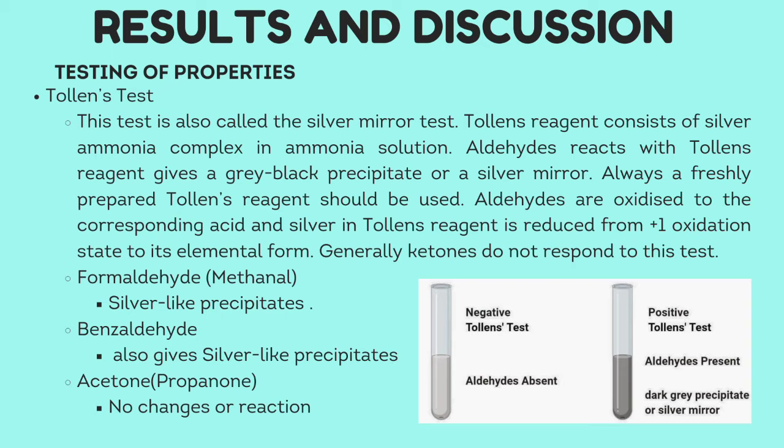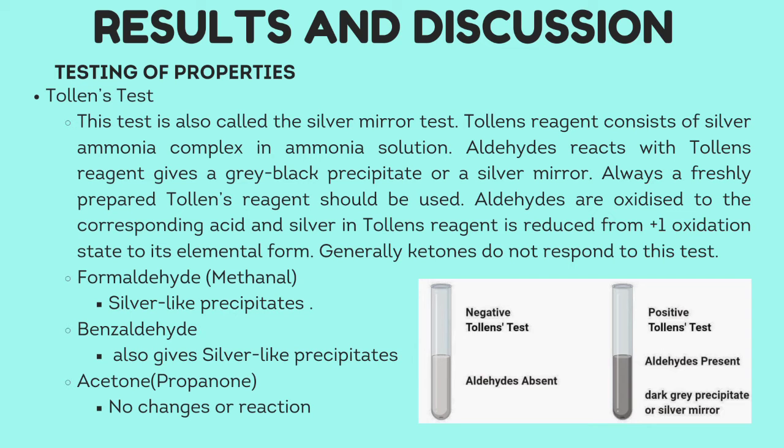This test is also called the silver mirror test. Tollens reagent consists of a silver ammonia complex in ammonia solution. Aldehydes react with Tollens reagent and give a gray-black precipitate or a silver mirror. Always use a freshly prepared Tollens reagent. Aldehydes are oxidized to the corresponding acid, and silver in Tollens reagent is reduced from the positive 1 oxidation state to its elemental form. Generally, ketones do not respond to this test.